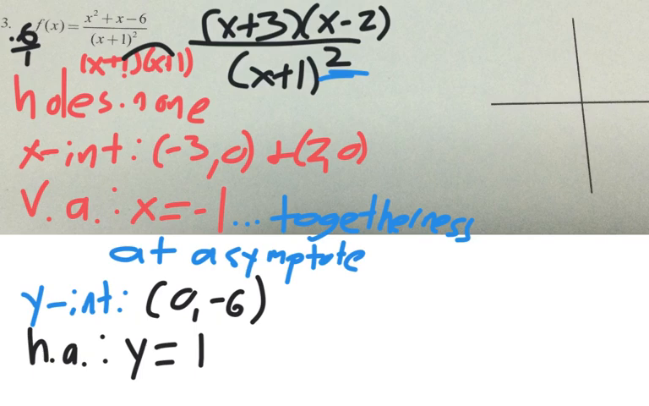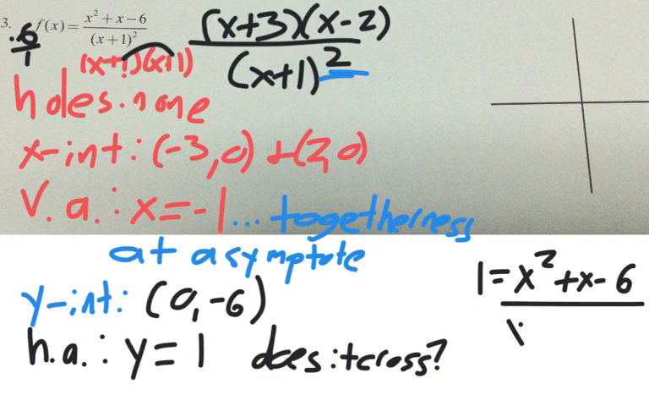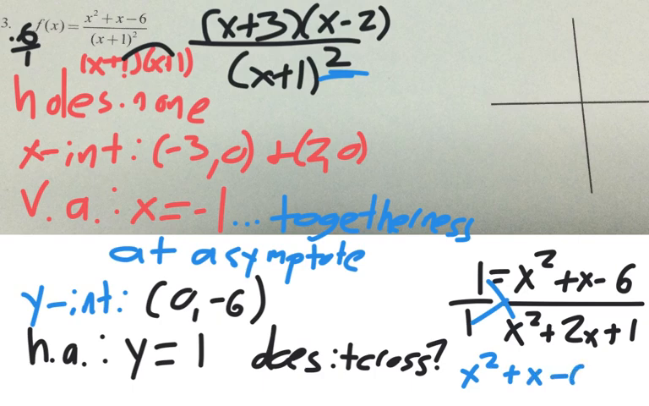And now then I want to know, does it cross the horizontal asymptote? And so the way we can test that is plug in 1 for y. So this would be 1 equals x squared plus x minus 6 over, and if I distribute the denominator, that's x squared plus 2x plus 1. Put that over 1, I cross multiply, so x squared plus x minus 6 equals x squared plus 2x plus 1.